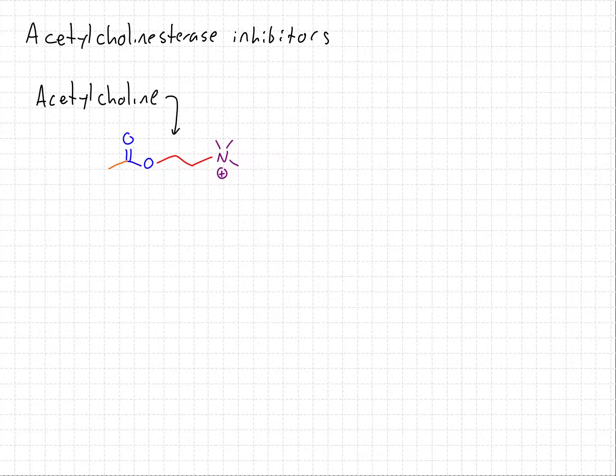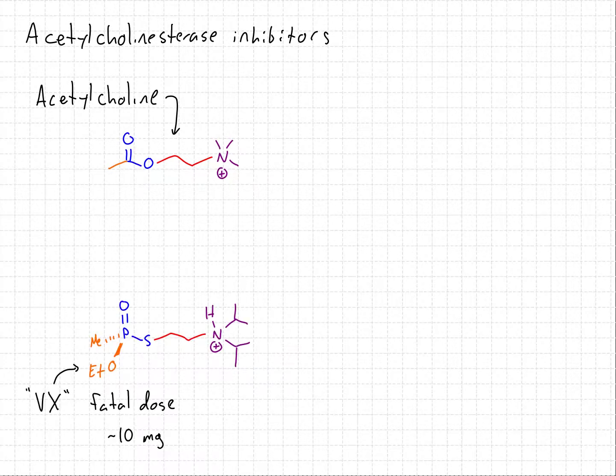Just as a reminder, here's acetylcholine. Here's one of the most potent inhibitors of human acetylcholinesterase that humans have designed, a molecule known as VX. This compound has a fatal dose of about 10 milligrams absorbed through the skin. I've color-coded the two molecules so that you can notice some molecular similarities between the two.